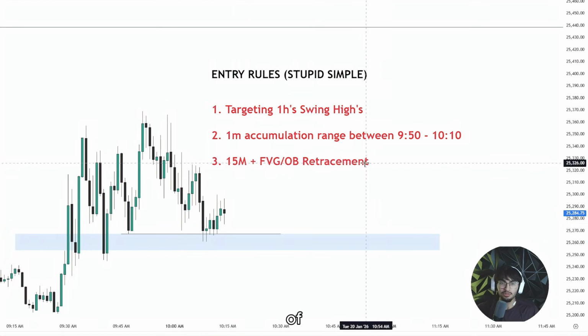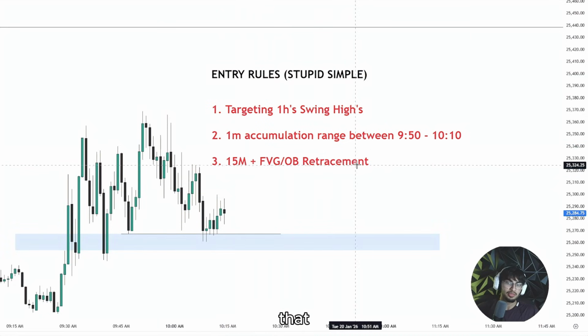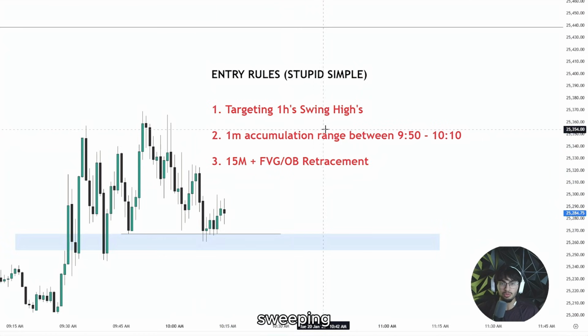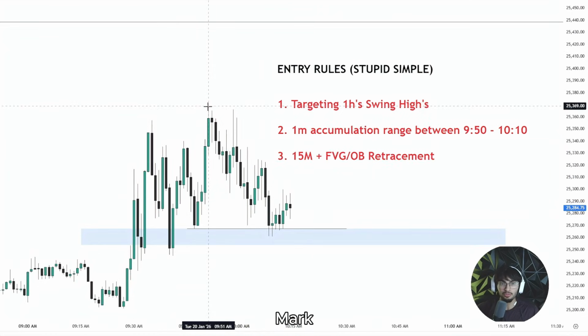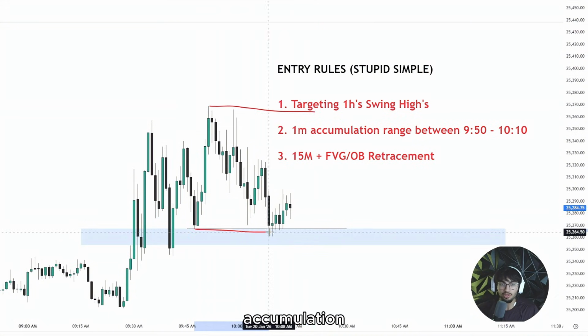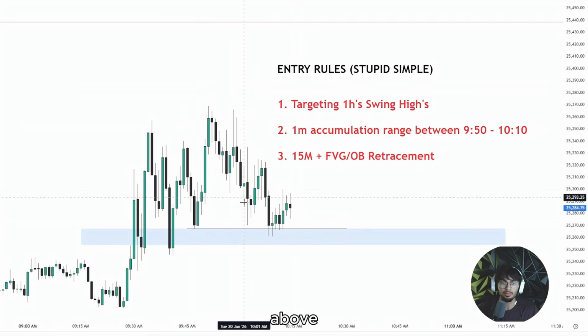And the third criteria of this model is there must be a 15-minute or above fair value gap / order block that has to be retraced into after sweeping one of the accumulation range's low or high. So to keep this simple, all you do is just mark out the accumulation range high and accumulation range low, and there must be a 15-minute fair value gap or order block below or above one of those levels.